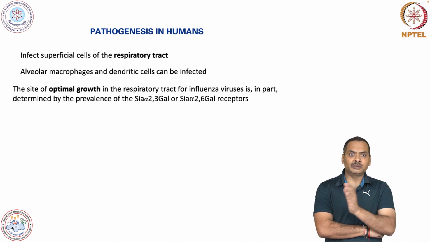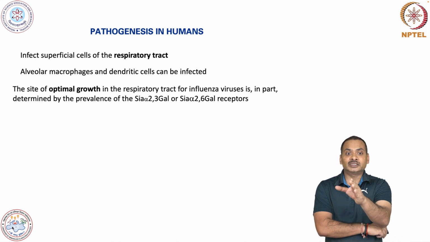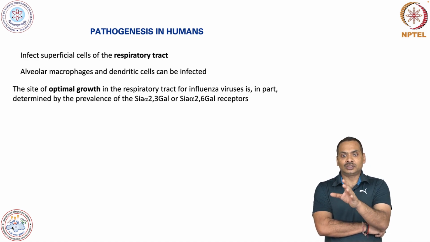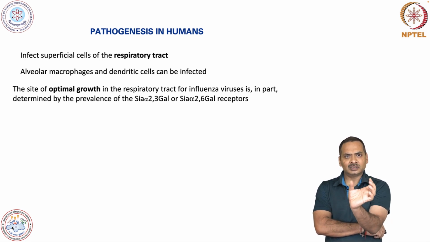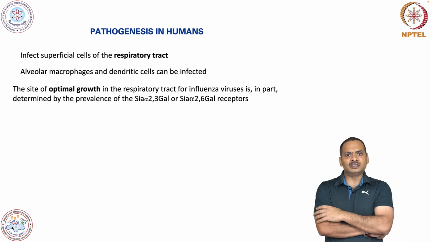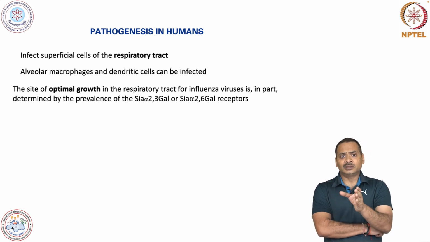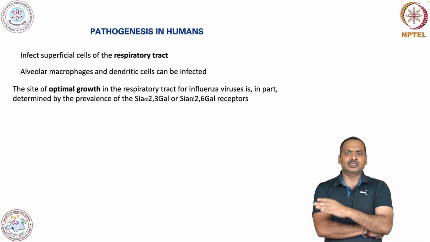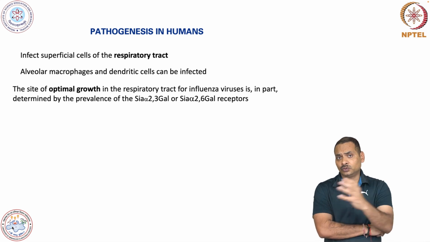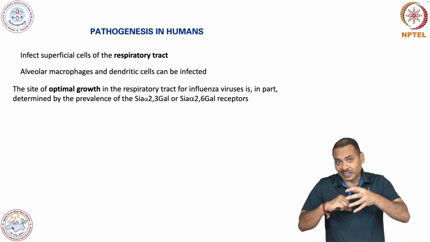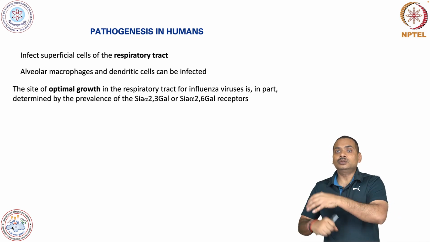The site of optimal growth in the respiratory tract for influenza virus is in part determined by the prevalence of, here you can see, sialic acid alpha 2,3 galactose. This is just a motif, so wherever this sugar is present, they will infect. Or there are the sialic acid alpha 2,6 galactose receptors, where the influenza virus can very readily attach in order to gain access inside the cell.